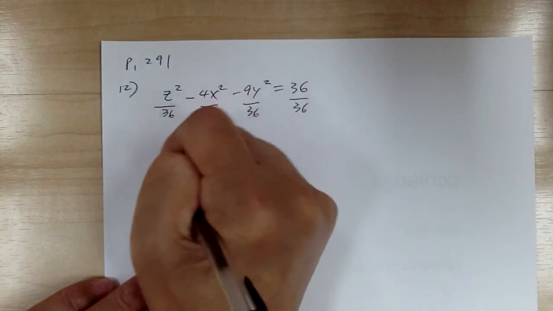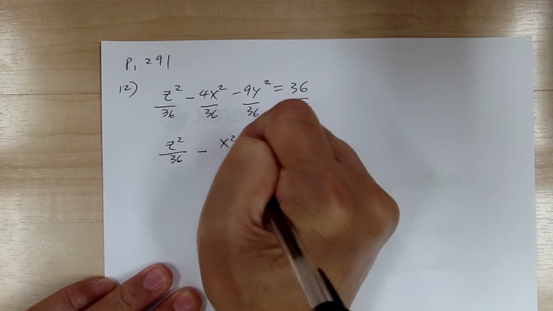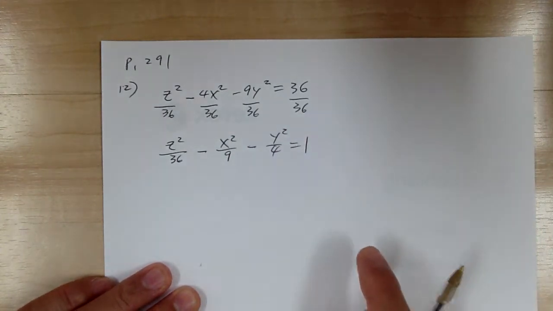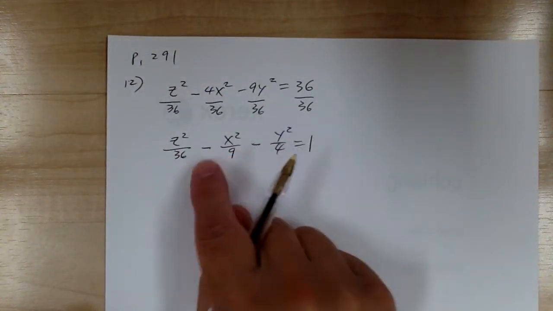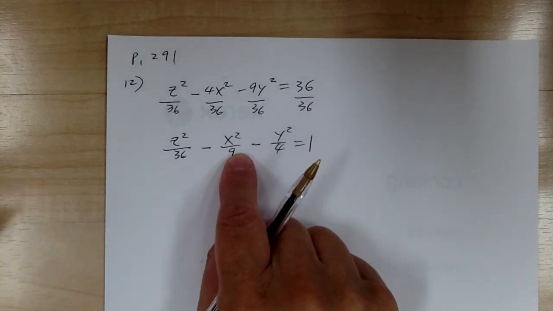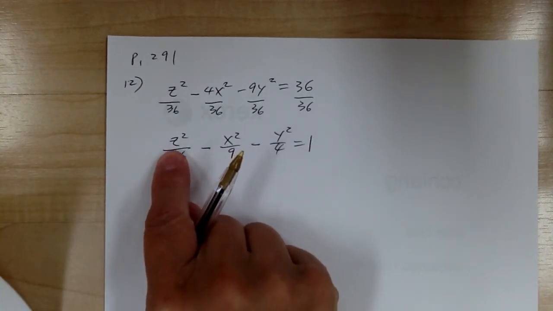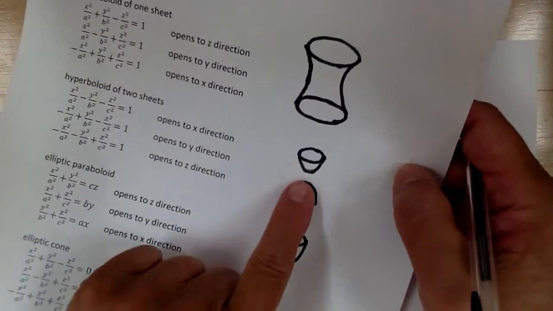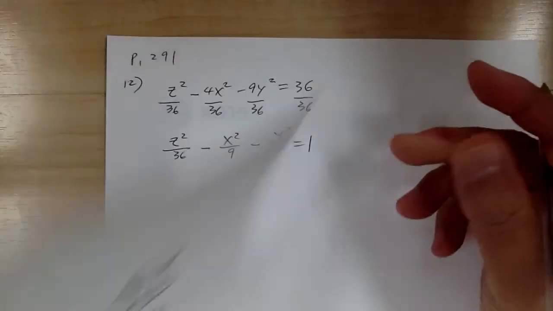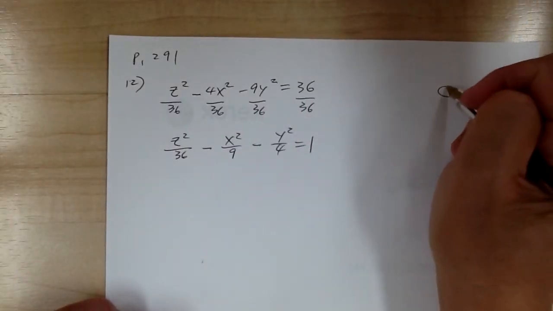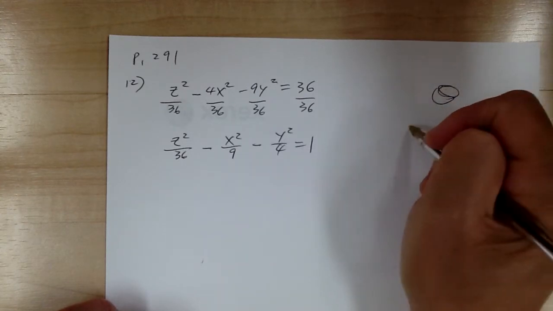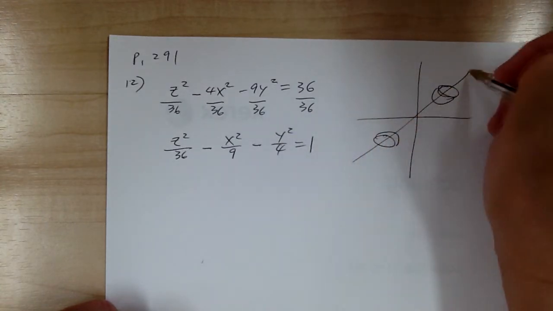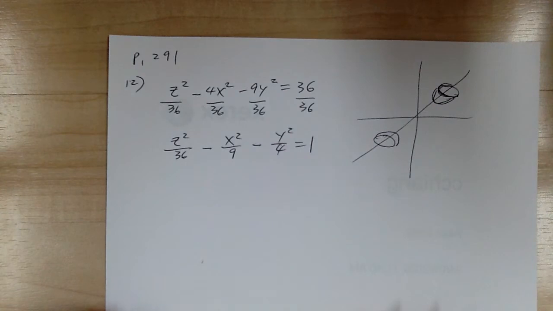So you end up with z squared over 36 minus x squared over 9 minus y squared over 4 equal to 1. So this one you have two negatives, so it means you're going to get two sheets. And the z is different from the other two, so you're going to get two sheets in the z direction. So it's like this one here, but in the z direction. So basically, you're going to have two balls. So it looks something like this.